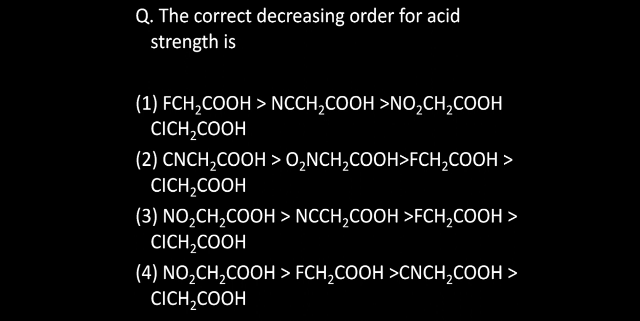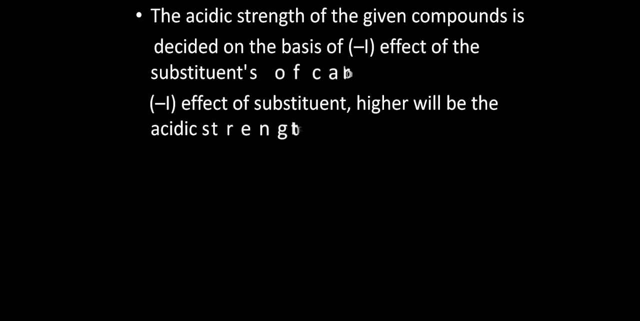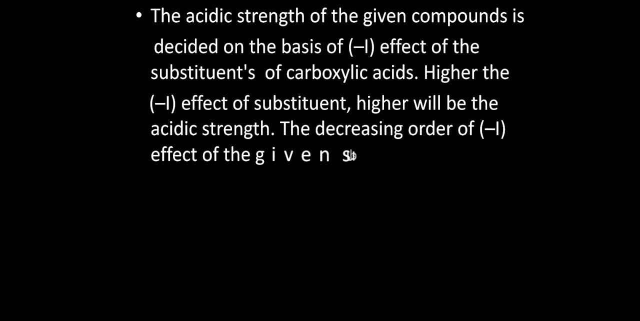Now the question is, what is the relationship between -I effect, or electron withdrawing group, and the acidic strength of carboxylic acid? If we try to understand that, the acidic strength of a given compound is decided on the basis of the -I effect of the substituent on the carboxylic acid.